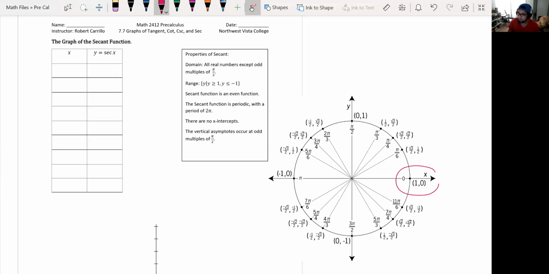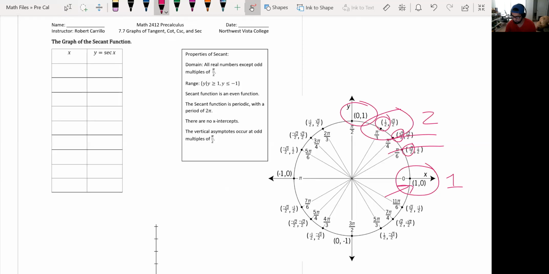We can start at 0. Secant only looks at the x values. So what is the reciprocal of 1? That's 1. That checks out. Then we look at pi over 6. Look at the x value only. Do you want to grab the reciprocal of square root of 3 over 2? No. Look at pi over 4. Do you want to grab the reciprocal of square root of 2 over 2? No. Look at pi over 3. Do you want to grab the reciprocal of 1/2? Yes. That gives us 2.